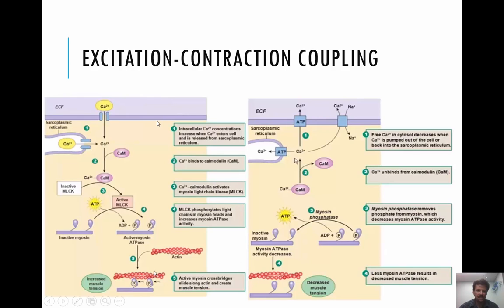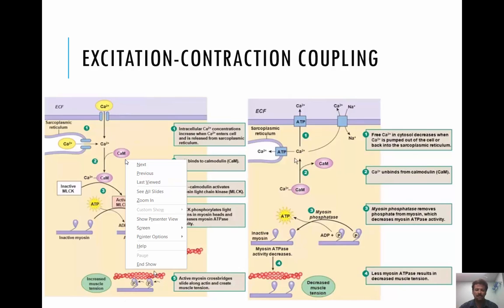Now we can see the steps here in this diagram. Calcium comes in, it binds to calmodulin. Activated calmodulin takes the inactive myosin light chain kinase and activates it. The activated myosin light chain kinase then takes a phosphate from ATP and puts it onto the light chain of the myosin molecule. And the light chain of the myosin molecule is now in a place to interact with the actin molecule. And we have the sliding filament theory occurring.